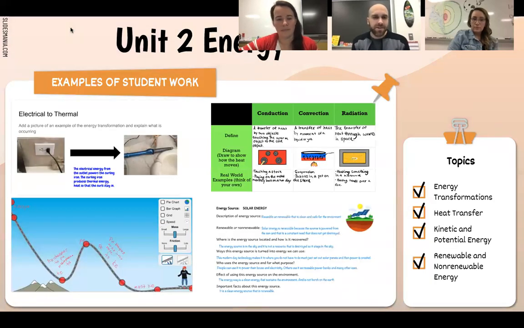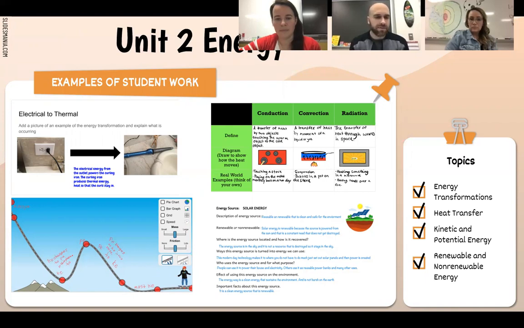And then Unit 2 was over energy. And so we looked at topics like energy transformations, heat transfer, that would be conduction, convection, and radiation. We looked at potential and kinetic energy, and then renewable and non-renewable energy resources. And this one was really cool because we got to look at it in everyday life.